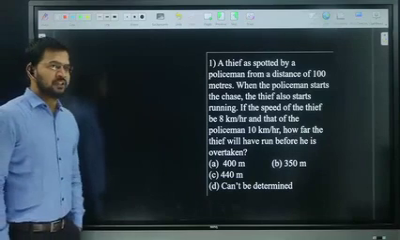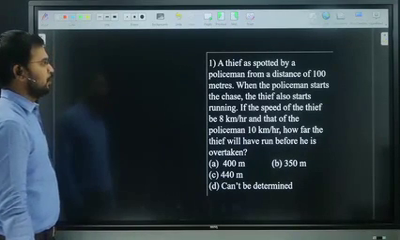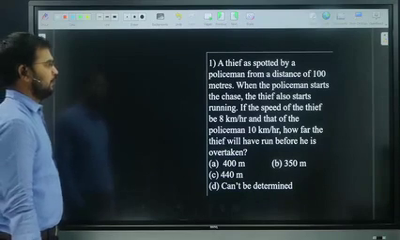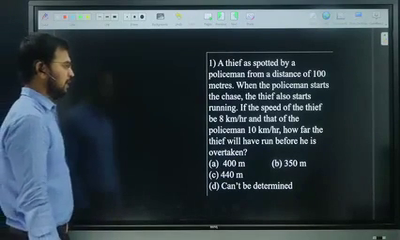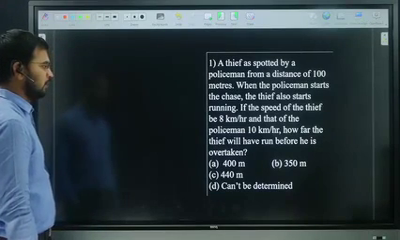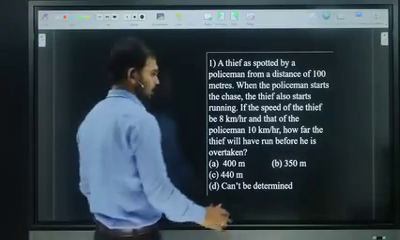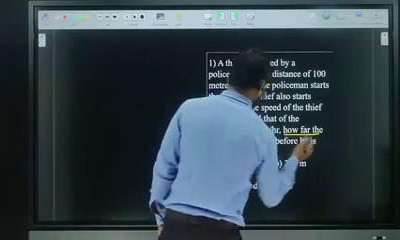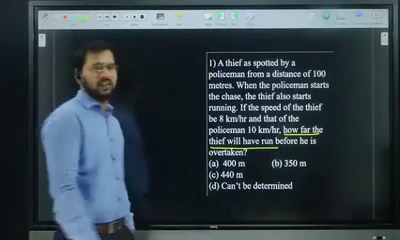Now, just read the question, all of you. A thief is spotted by a policeman from a distance of 100 meters. When the policeman starts the chase, the thief also starts running. If the speed of the thief be 88 km per hour and that of the policeman 10 km per hour, how far will the thief have run before he is overtaken? If you observe carefully, what are they asking? How far the thief will have run. They're asking the thief's distance.